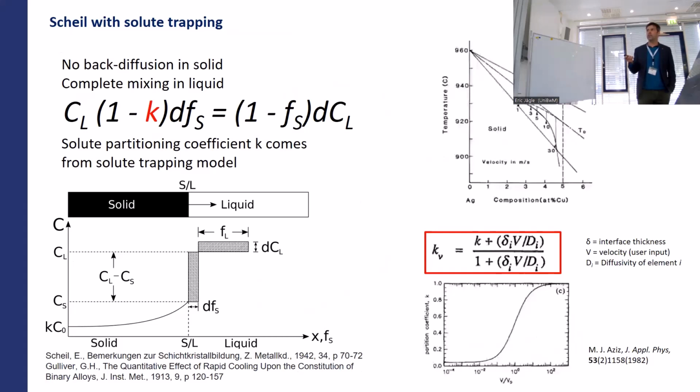And what goes into the solute trapping is delta, which is the thickness of the interface, the velocity, which is user input, so how fast the solidification interface is traveling, and the diffusivity. Various elements have a different diffusivity through the solid-liquid interface. The solid-liquid interface is assumed not to be sharp, it's a diffuse interface, and there's diffusion through that interface. Various elements will have different mobilities through the solidification interface. So, for example, boron is small, it's fast diffusion, it will move through that interface very quickly, and that's why you get quite a strong effect for boron.